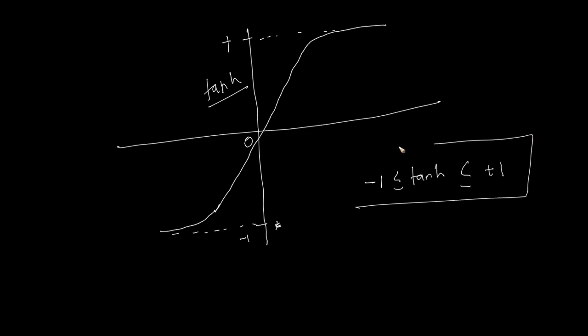In the case of sigma, it was varying between 0 and plus 1. So tanh varies between minus 1 and plus 1. But the curves are exactly the same. The shape of the curve is exactly the same. This is also an S-shaped curve, right?